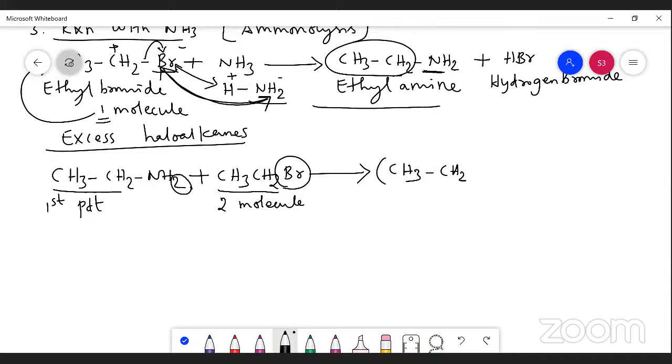CH3CH2, how many times? 2 times. So base 2 means the molecule should be present 2 times by the elimination of HBr. Okay, here I eliminated one H, here one H and one Br. So remaining is one NH. So I can write NH. What is the side product? HBr. It's a side product, HBr.